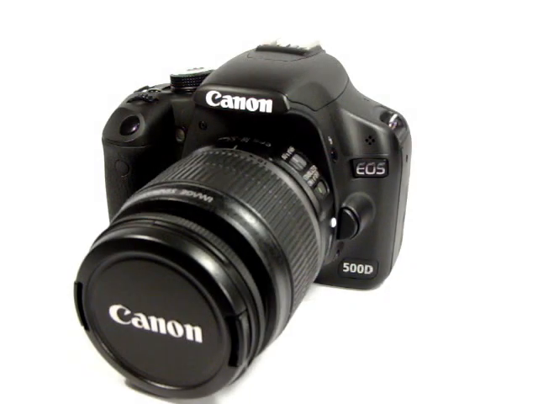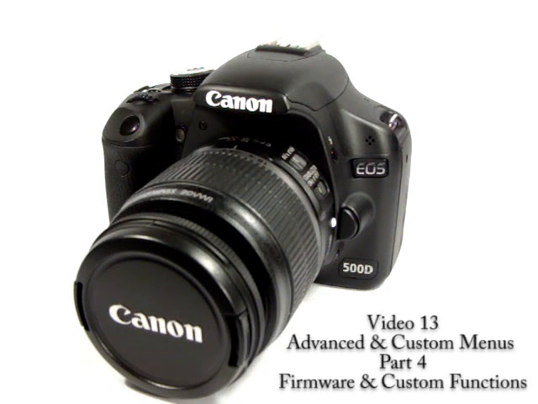Okay, welcome to part 4 for video number 13 in the Canon EOS 500D T1i and KISS X3 tutorial videos. In this video we're going to be looking at the custom function settings menu, which has got quite a number of options to look through, so it's going to be probably a full length video again.